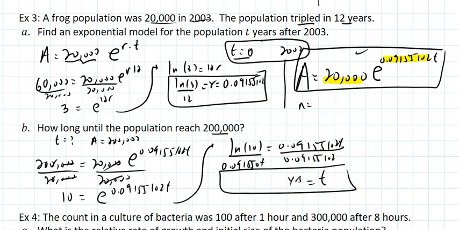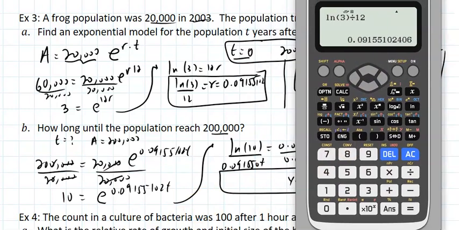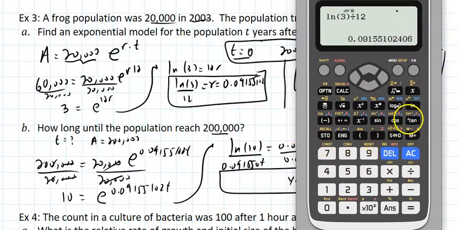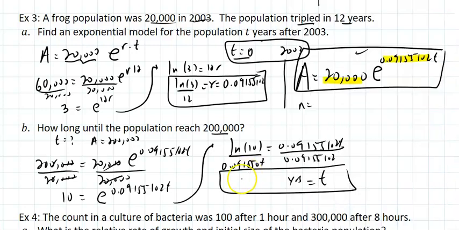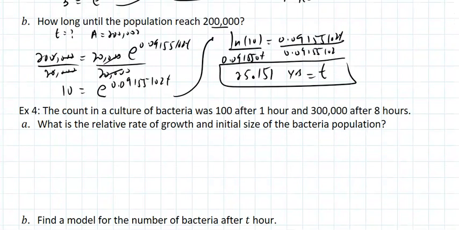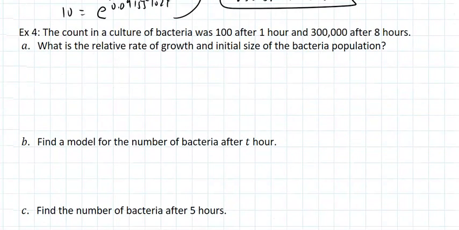So I already have that number stored in my calculator. So I take natural log of 10 divided by my answer. And there it is, 25.151 years. Let's go 3 decimals, and there it is. Okay, let me get the next problem as well.